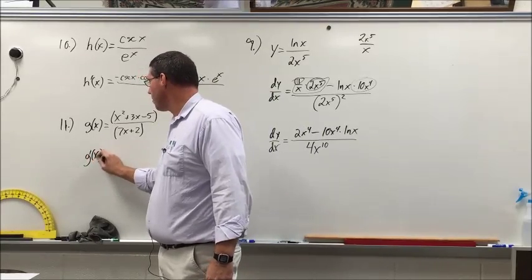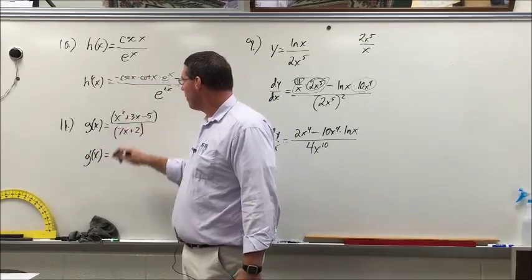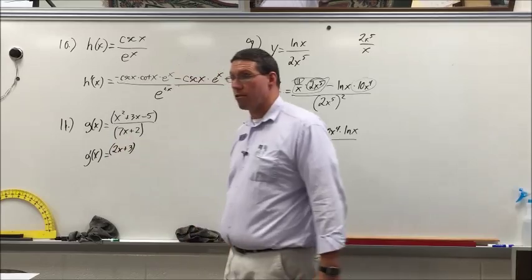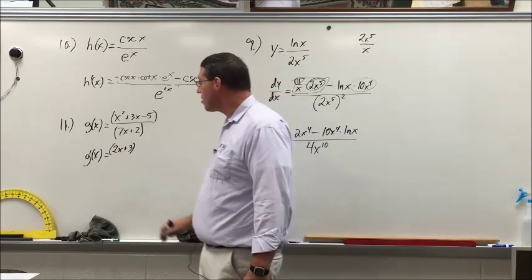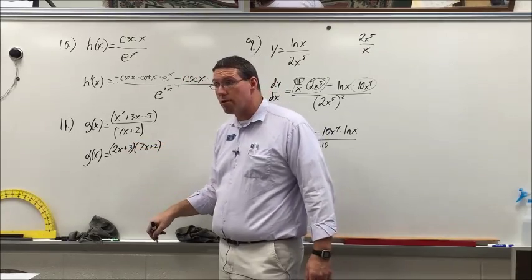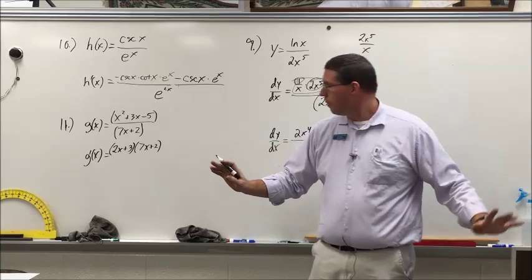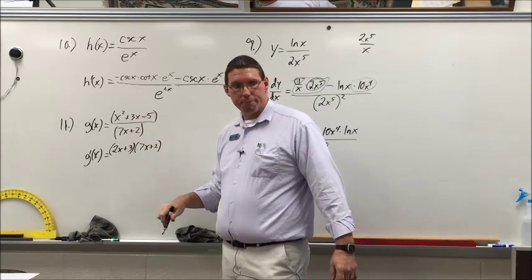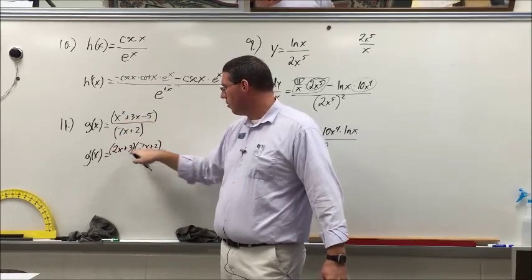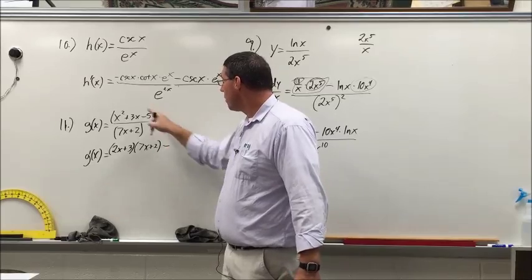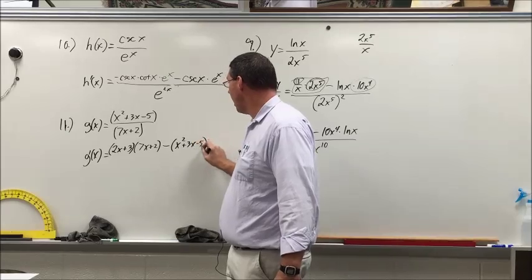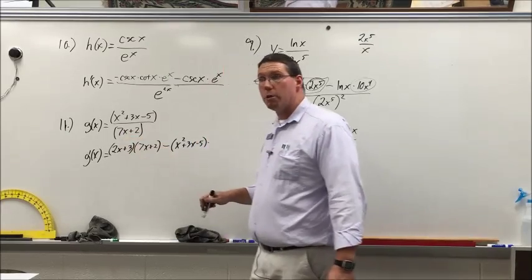G prime of x is going to be equal to, what is the derivative of the top? 2x plus 3, which you really should put in parentheses. Okay, derivative of the top times the bottom. In parentheses is 7x plus 2, right? Do you see why you have to put them in parentheses? Oh, sorry. Yeah, quotient rule, right? Derivative of the top, then times the bottom. Derivative of the top is 2x plus 3, right? Minus the top, x squared plus 3x minus 5 times what? The derivative of the bottom, which is 7.